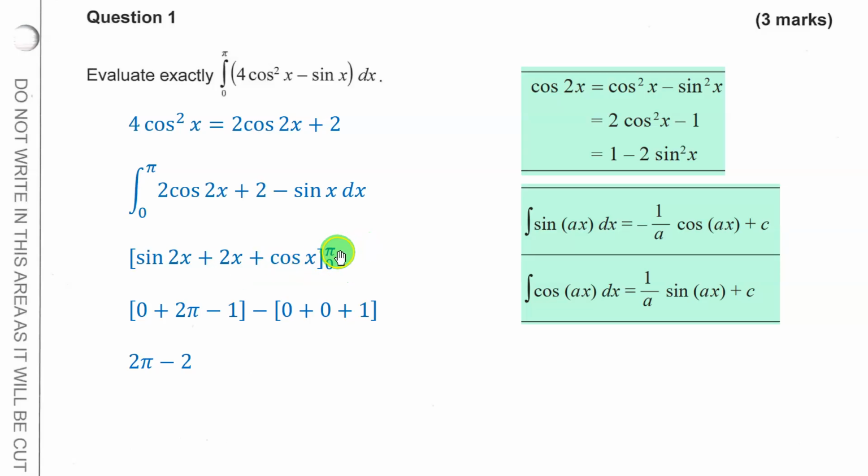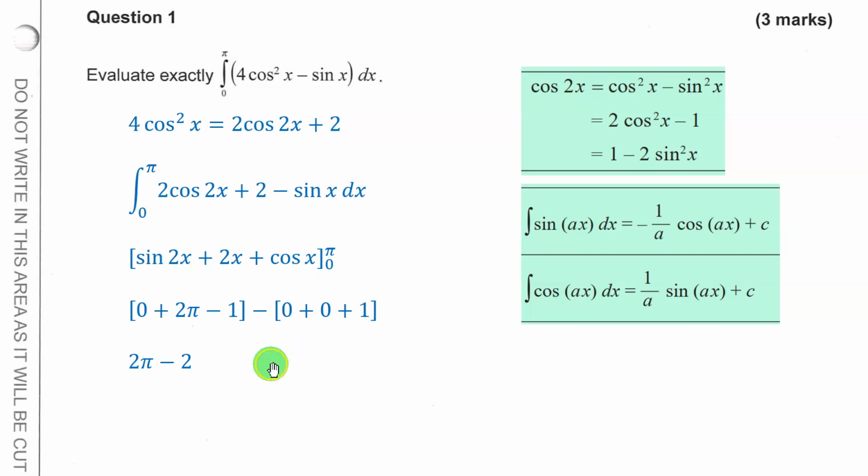And then we substitute pi in first. So sine of 2 pi is 0. 2 pi is 2 pi, cos of pi is negative 1, and then go again with 0. Sine of 0 is 0, 2 times 0 is 0, and cos of 0 is 1.